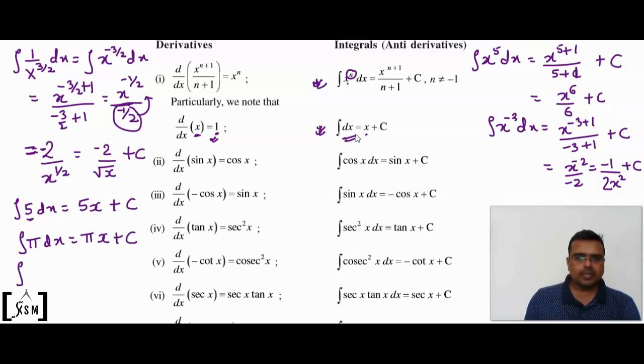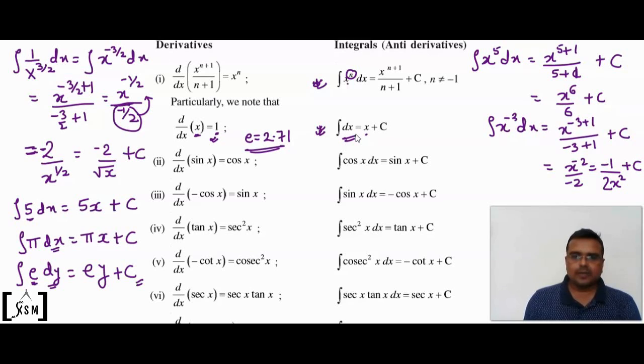Similarly, if I ask what is the integration of e dy, please understand guys, e is a constant, right? The way pi is a constant, e is also a constant which is approximately equal to 2.71, not exactly equal to. So e is a constant, so it is just e, and it is integration of dy. Mind it, it is not integration of dx, it is integration of dy. So integration of dy would just be y, and plus c is the integral constant, right?